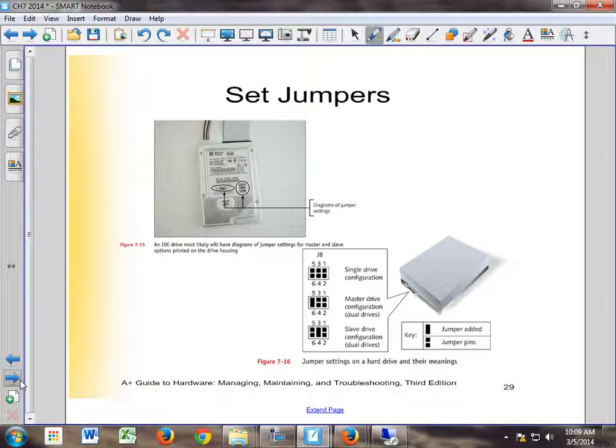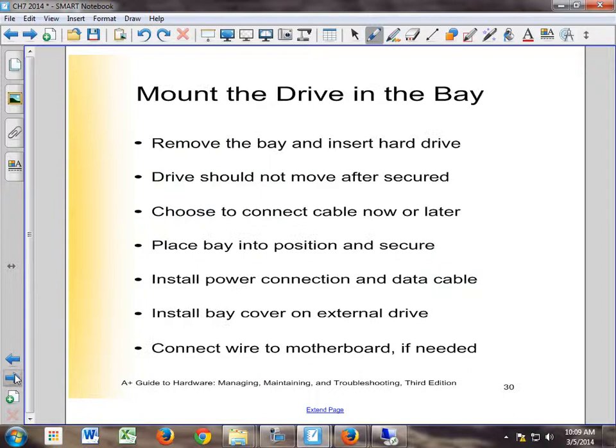Check the jumpers. If you need to set jumpers for a PATA drive, set them. The diagram might be on the drive. It might not. If it isn't, you can Google the drive number and try to find it. So you want to make sure you mount it in the bay. Make sure you get it secured so it can't move. Don't put 1 screw on a hard drive. My rule is a minimum of 3.